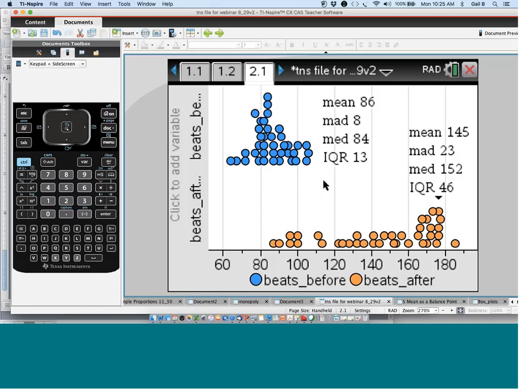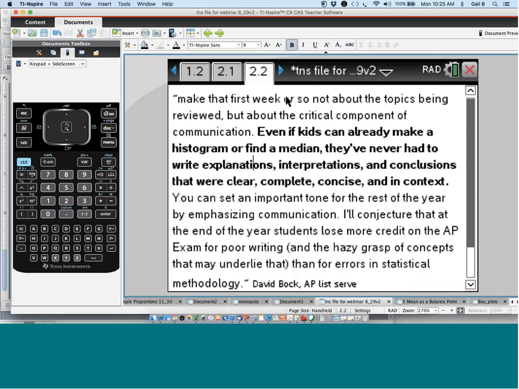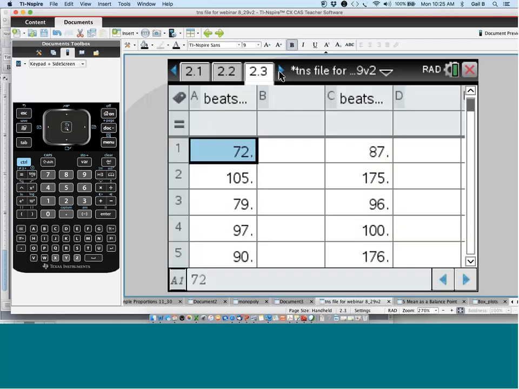So I want my students to actually be able to make those kinds of statements and make sense of them. And this came from the AP listserv, and it was one of the things that Dave Bach said, that this business about having them write, they've done a lot of calculations, but rarely have they had to write clear, complete, concise, and in context sentences. So it's really a good thing to get them started off that right at the very beginning of the year, knowing that this communication is such an important issue in teaching statistics.